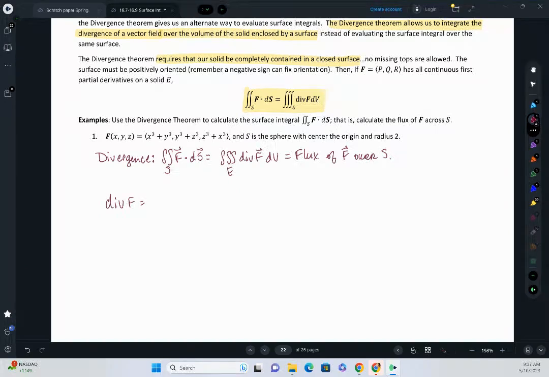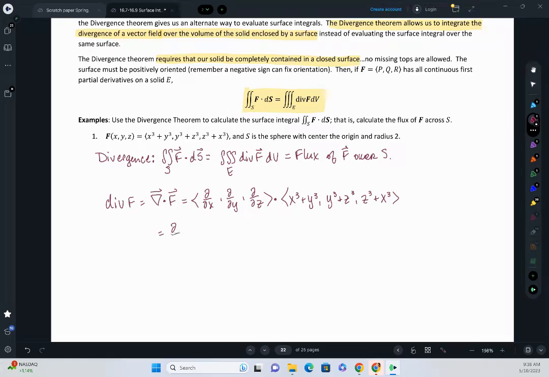We have to remember what divergence means. It is going to be the del operator dotted with our vector field. So we're looking at the vector with components del del x, del del y, del del z, dotted with the vector field that has components x cubed plus y cubed, plus z cubed, and then z cubed plus x cubed. And in a dot product, we multiply like components and then add them. We should get a scalar result.